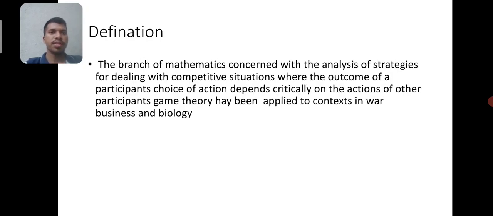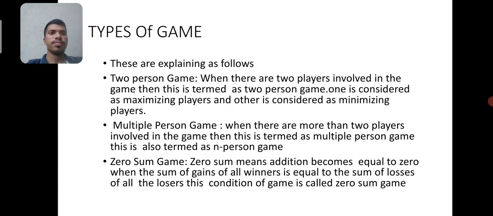Game theory definition: the branch of mathematics concerned with the analysis of strategies for dealing with competitive situations where the outcome of a participant's choice of action depends critically on the actions of other participants. Game theory has been applied to concepts in war, business, and biology.